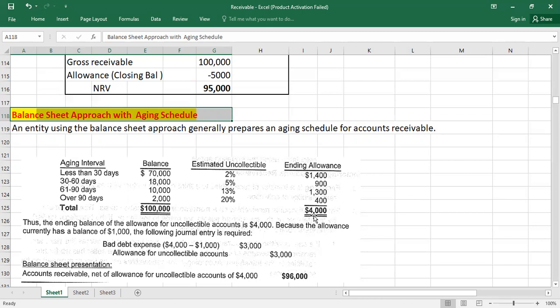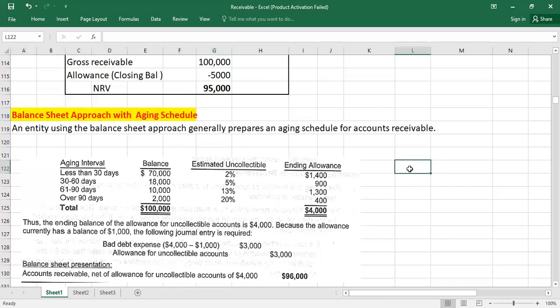And now guys, as I told you, if you want to pass the double entry, for that you need to calculate the allowance for the period, which is the difference between ending allowance and opening allowance. If you remember in the question, opening allowance was 1,000 and ending allowance is 4,000, so the difference is 3,000. Now with the difference you will pass this entry: bad debt expense 3,000 debit, and allowance for uncollectible accounts 3,000 credit.